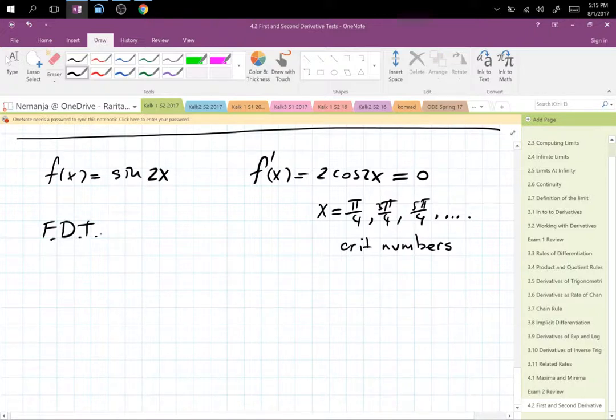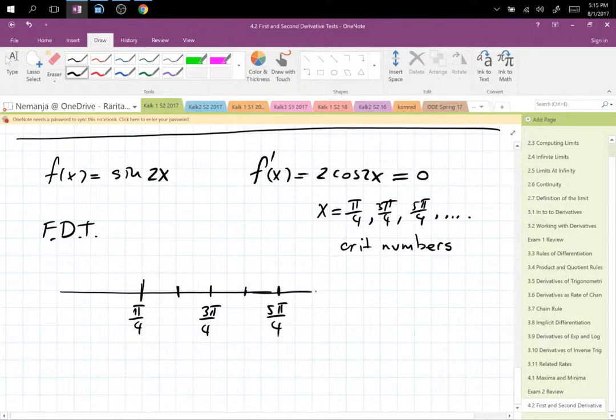First derivative test. Now I have infinitely many partitions. Pi over 4. 3 pi over 4. 5 pi over 4. And then negative pi over 4. Right here, at 0, it's at a maximum. Cosine, yeah. So it wouldn't be pi over 4, it'd be 0. X equals 0 is at a maximum.